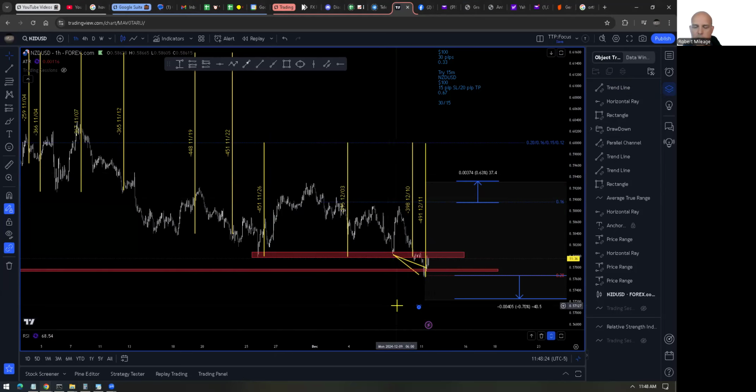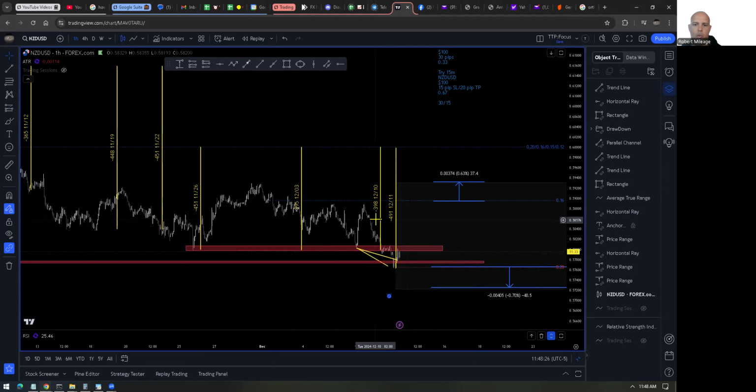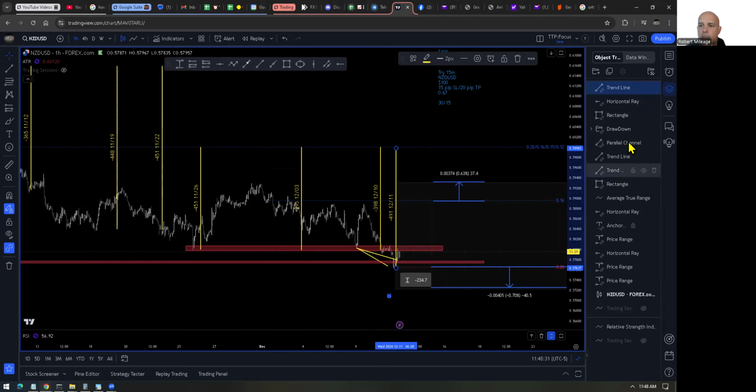491. So almost $100 difference from where we were before. So this one is increased as well. But it is what it is. It's okay.